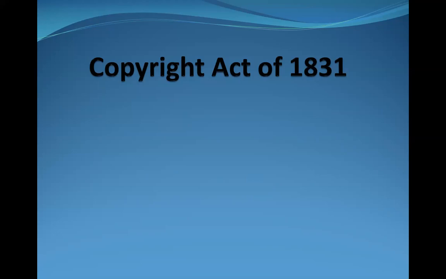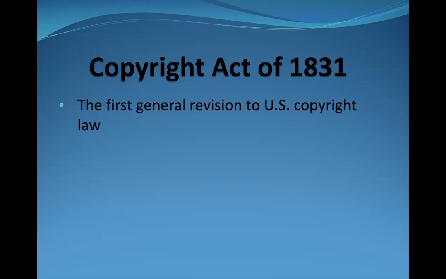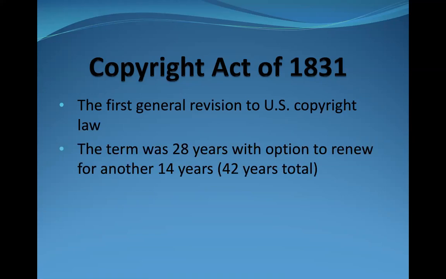The next act was the Copyright Act of 1831. This was the first general revision to the U.S. copyright law. The term at that point was for 28 years with an option to renew for another 14 years. So a total of 42 years, but you had to renew after the first 28-year term. But it did extend from the original term of 14 plus 14 equals 28.